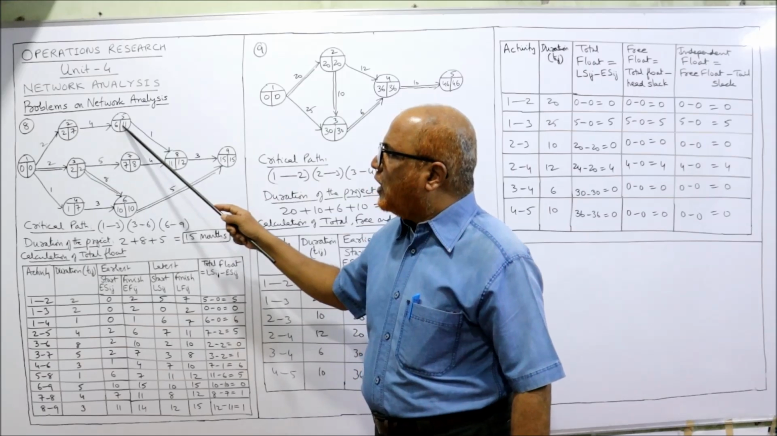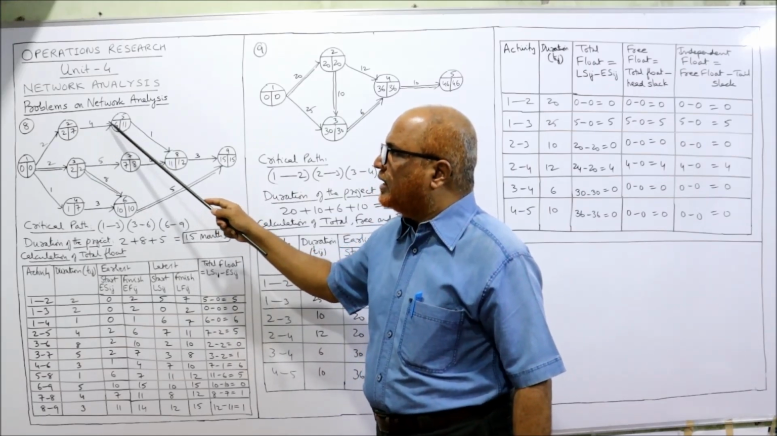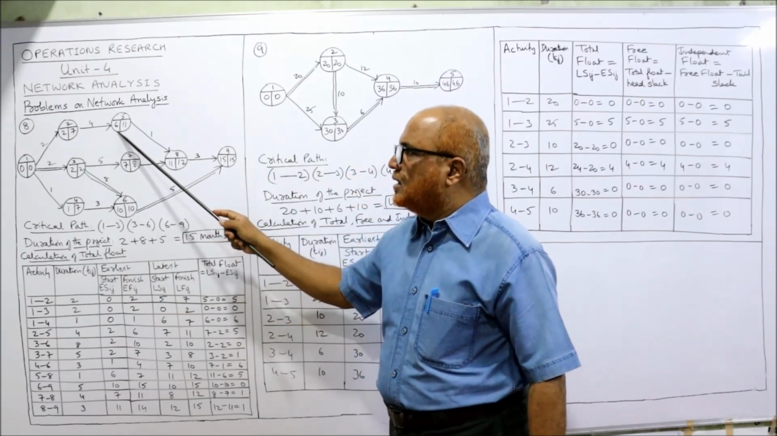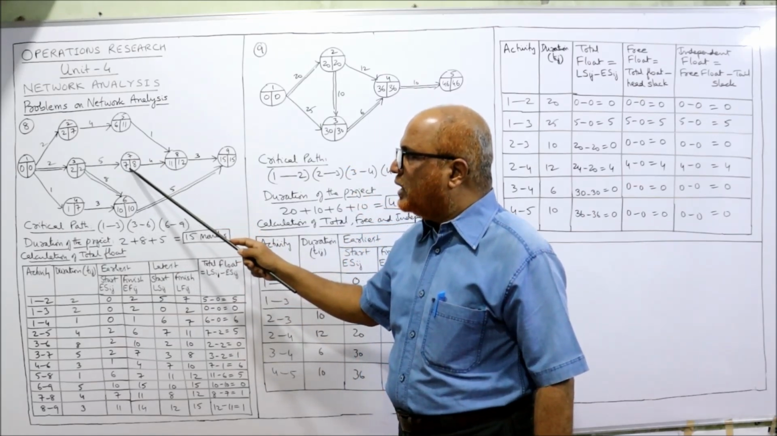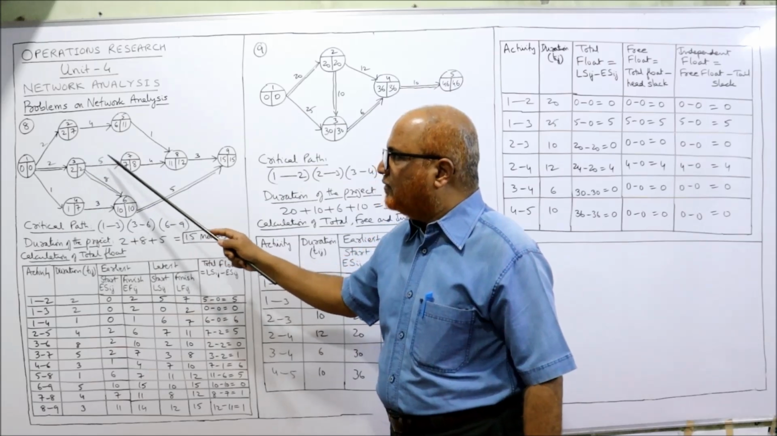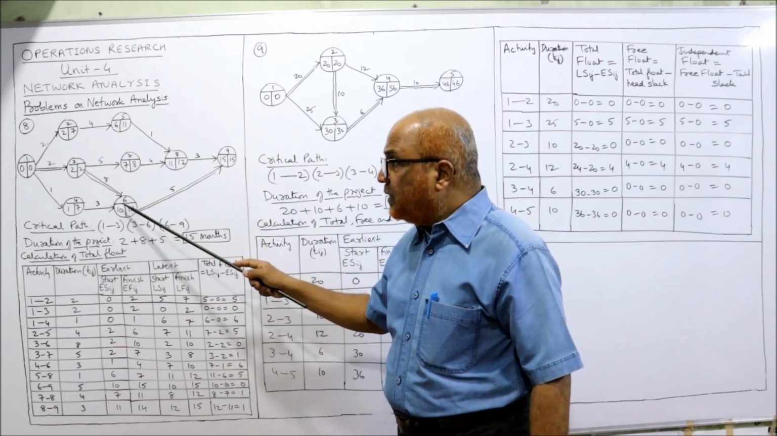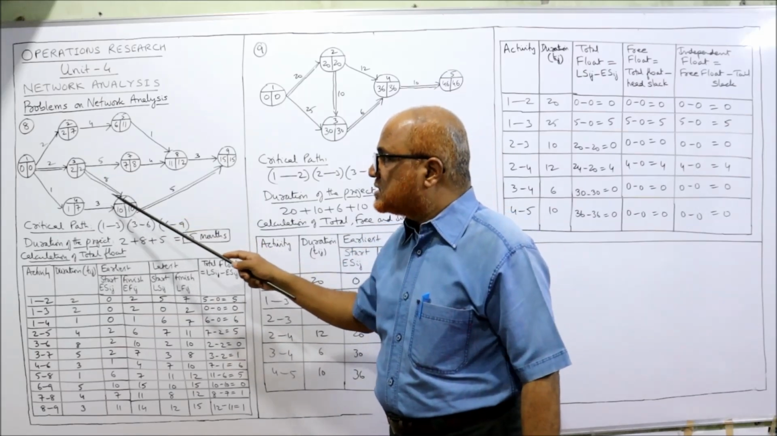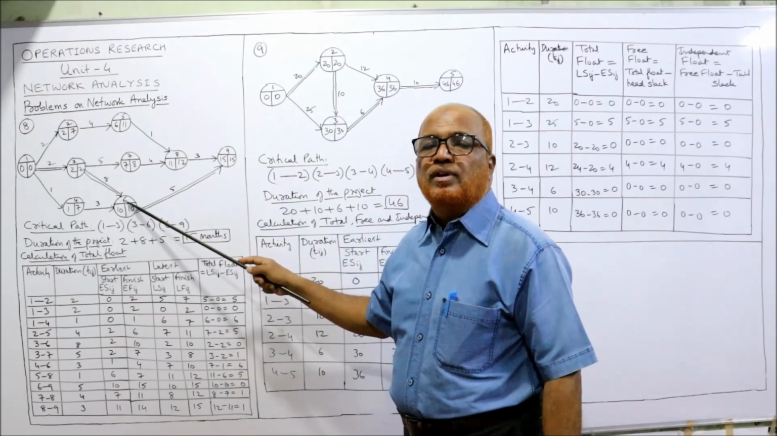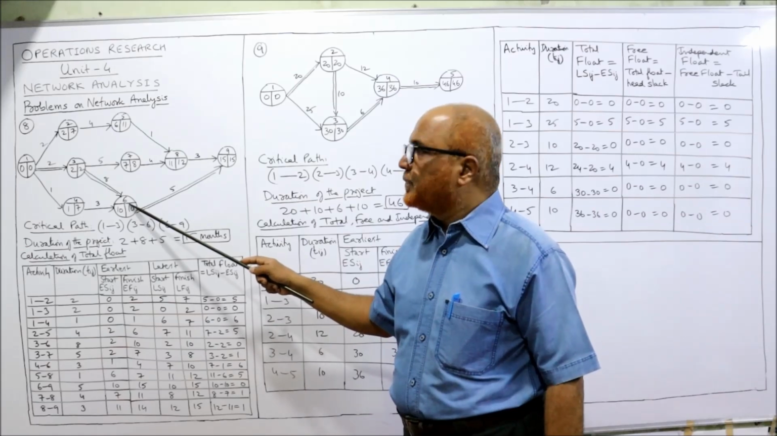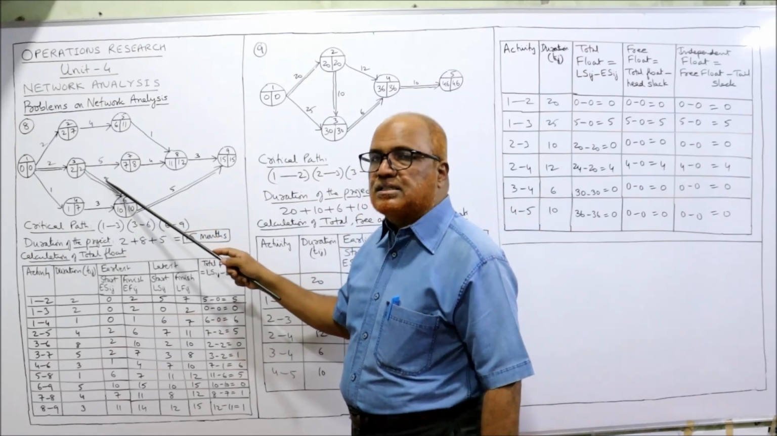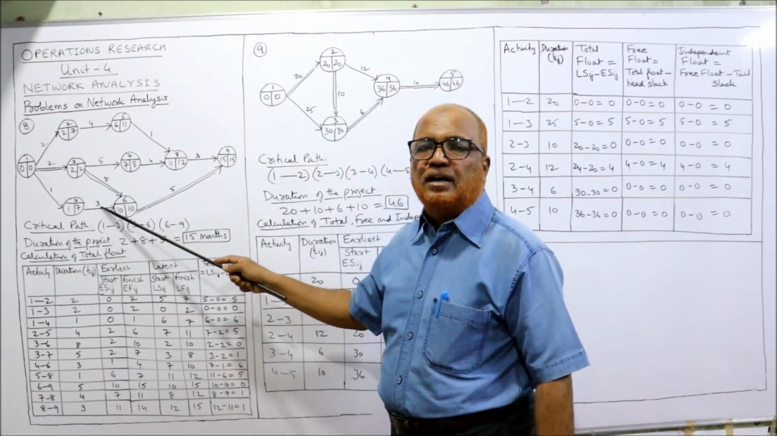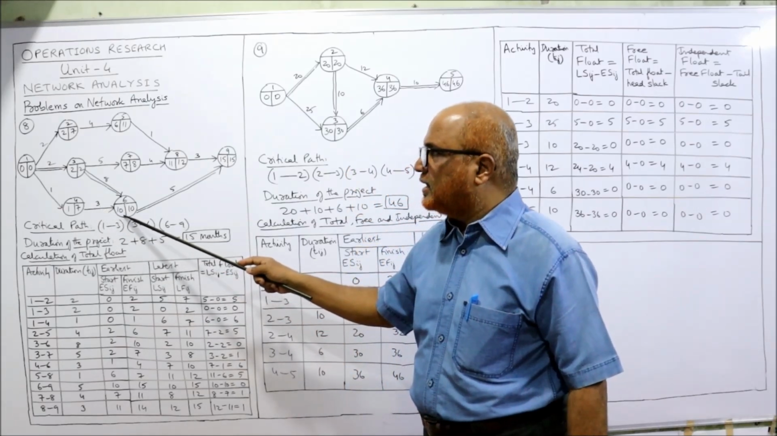Next, fifth. How many activities are merging here? Only one. So here 2 plus 4 is equal to 6. How many arrows are merging here? Only one. So 2 plus 5 is 7. How many activities are merging here? Two activities. 3 to 6 and 4 to 6. So we have to take the maximum. So here 2 plus 8, 10. 1 plus 3, 4. Whichever is higher, 10 is higher. So I have taken 10.